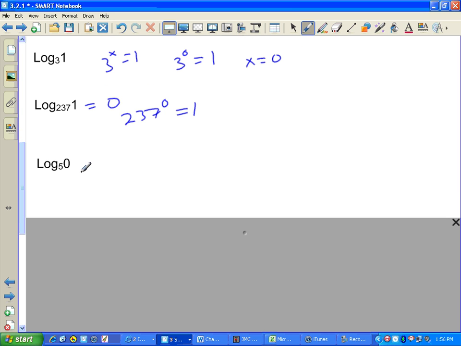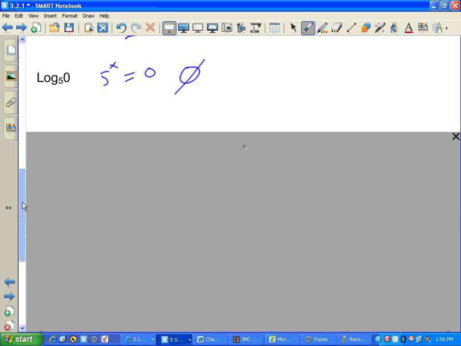All right, how about if we're taking the log of 0? I'm saying 5 to what power equals 0? Well, no power is going to do that, right? Because to the 0 power gives me 1. That's not 0. To the first power gives me 5. And every power higher than that is going to give me a bigger number. If I start going negative, I would get 1/5. So there's no power that's ever going to bring you to 0. So this is undefined. You can't take the log of 0 ever.